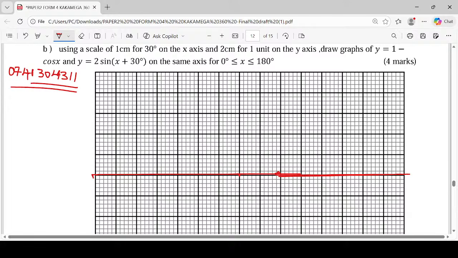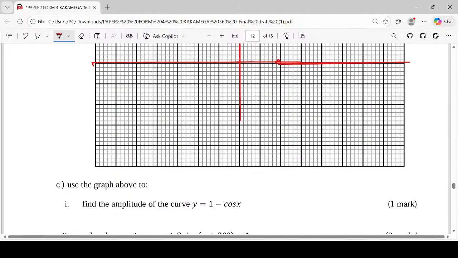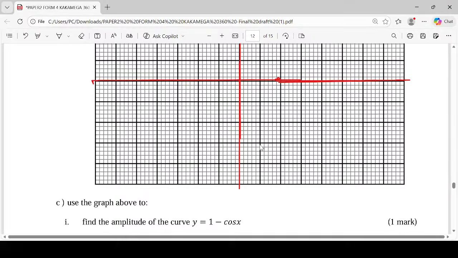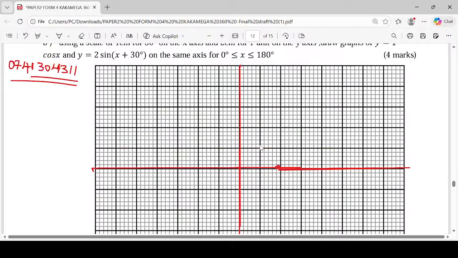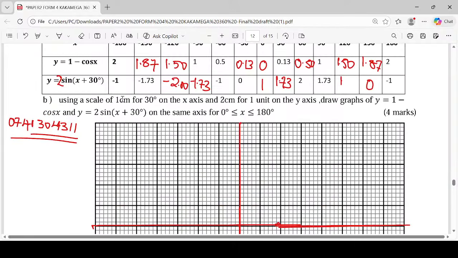So I want to draw this. And all of this, remember, I'm doing for the betterness of my learners. After that, what I need to do is the labeling. So I must follow the scale I've been told.